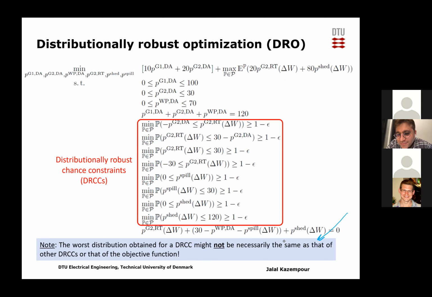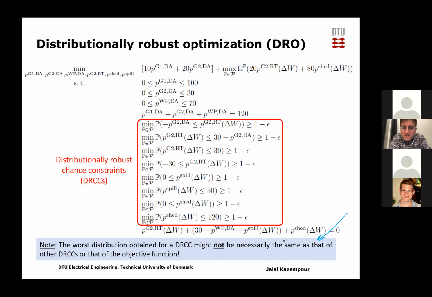Those are individual chance constraints for different distributions, right? Yes. So that means that for one constraint, distribution A might be the worst case, and for another constraint, distribution B will be the worst case. But these distributions are for the same set of variables. So isn't that overly conservative? Because in reality, only one distribution will realize itself.